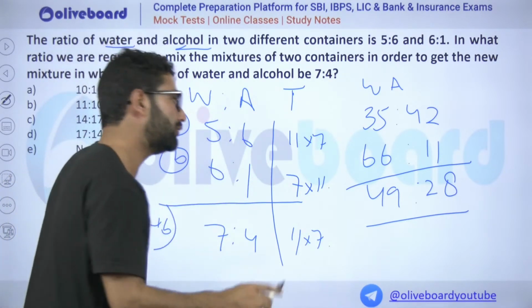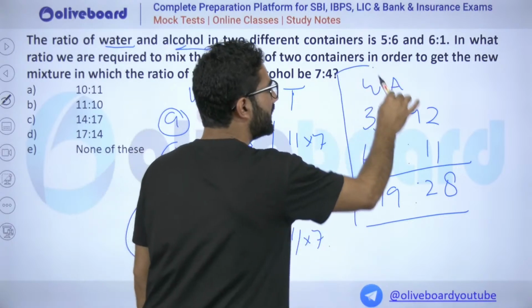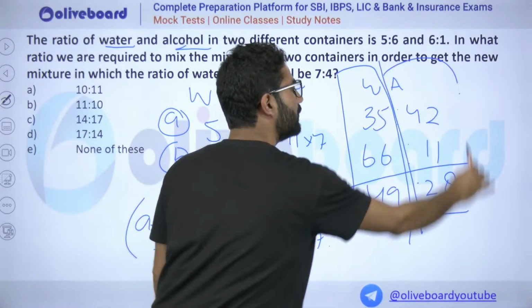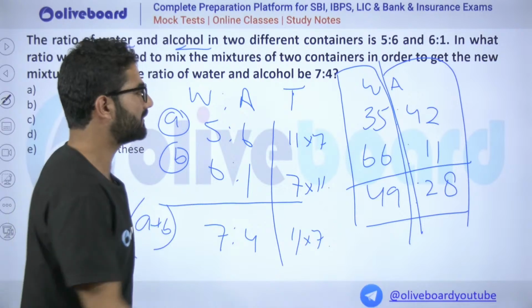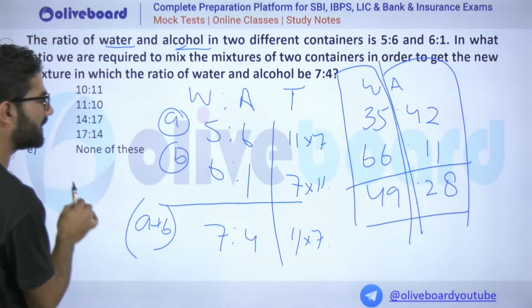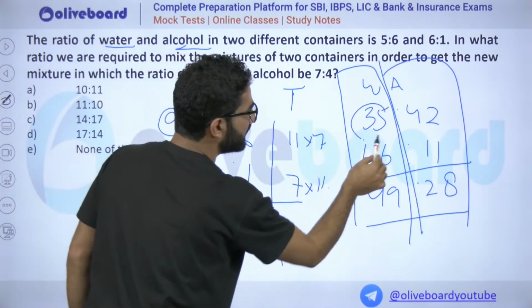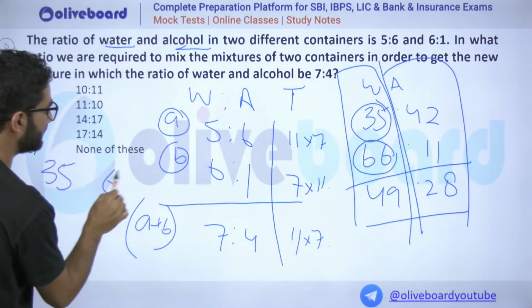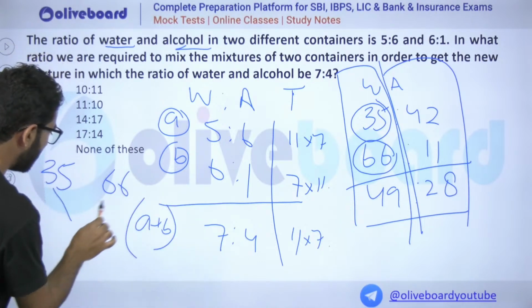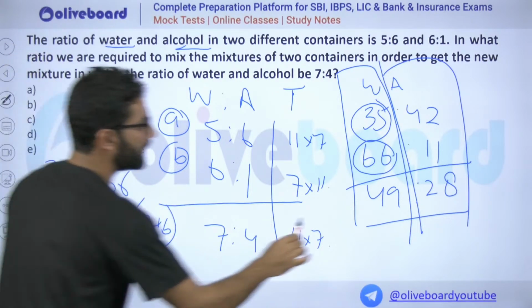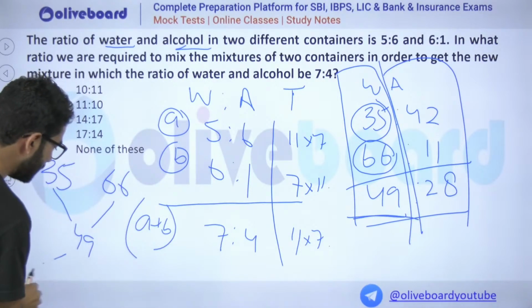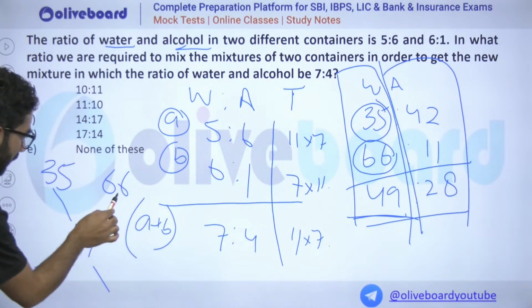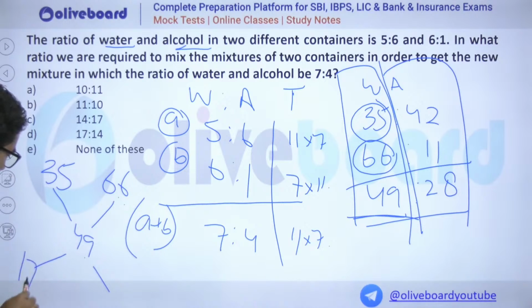Now you can take either water or alcohol, whichever you feel comfortable. Sir, if I take alcohol first, it means by mixing this and this container, 35 and 66, when they mix up, they make 49. You have to find the ratio. 66 minus 49 will be 17, and 49 minus 35 will be 14.